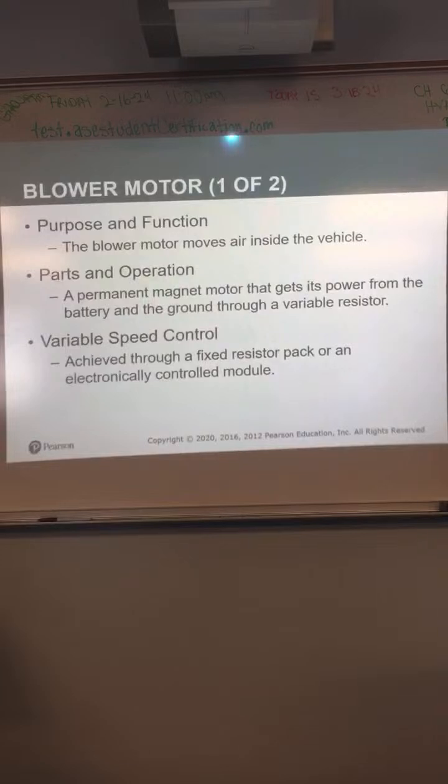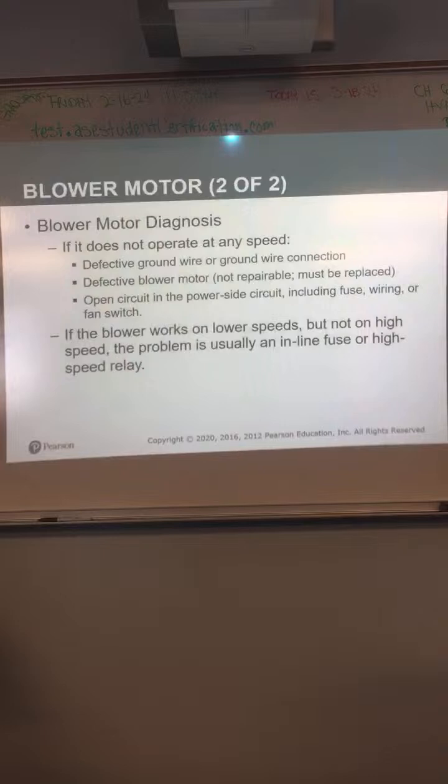Your blower motor moves the air inside the vehicle. It's a permanent magnet motor. It gets its power from battery and a ground through a variable resistor to control the speed. The variable speed control is achieved through a fixed resistor pack or electronically controlled module.